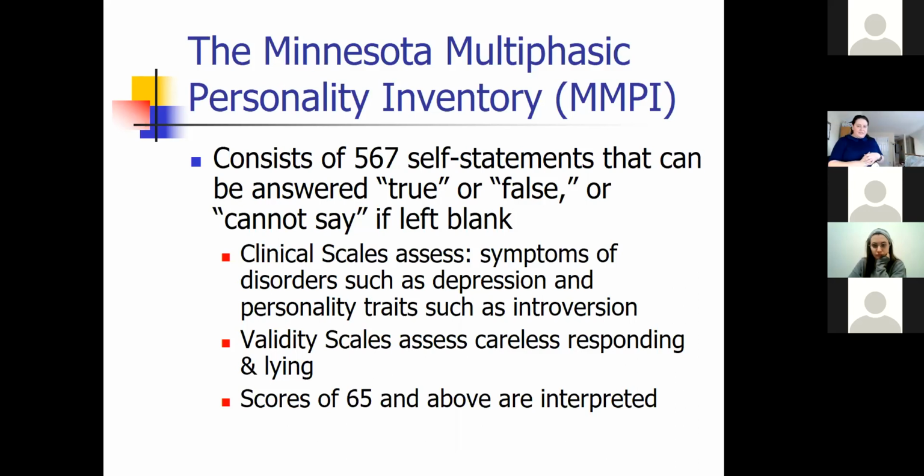So there are different scales that assess different things. There are the clinical scales that assess symptoms of disorders like depression and personality traits like introversion. And there are validity scales. Validity scales are really important, especially when you're working in, again, a criminal justice setting, because they assess things like over-reporting of symptoms, sometimes as a cry for help, or under-reporting of symptoms.